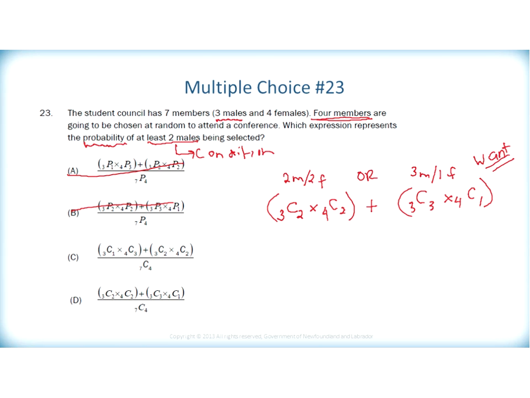The total number of outcomes: there are 7 members to go into 4 positions. And so we have, the answer would be B.